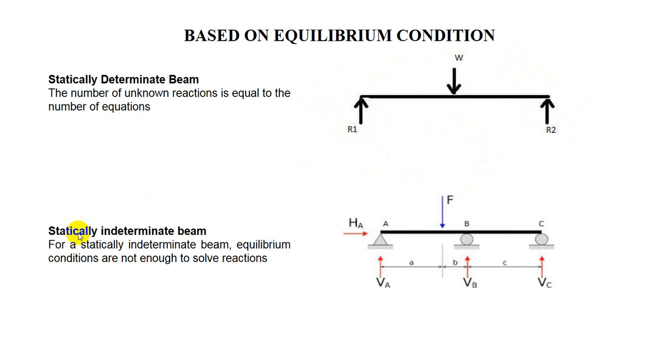But for a statically indeterminate beam, the number of equations and the number of reactions are not equal. For a statically indeterminate beam, equilibrium conditions are not enough to solve the reactions. That means the number of unknown reactions and equations is not equal, so we cannot solve that beam with a simple method. So based on equilibrium condition we can divide our beam into two types.